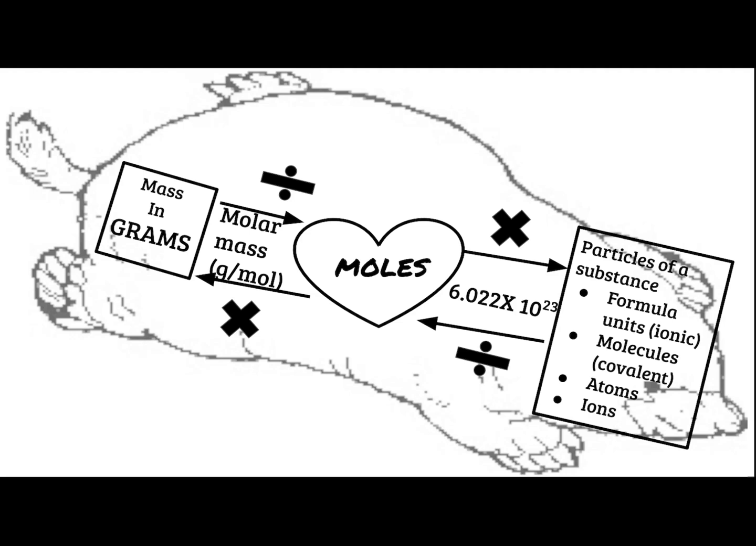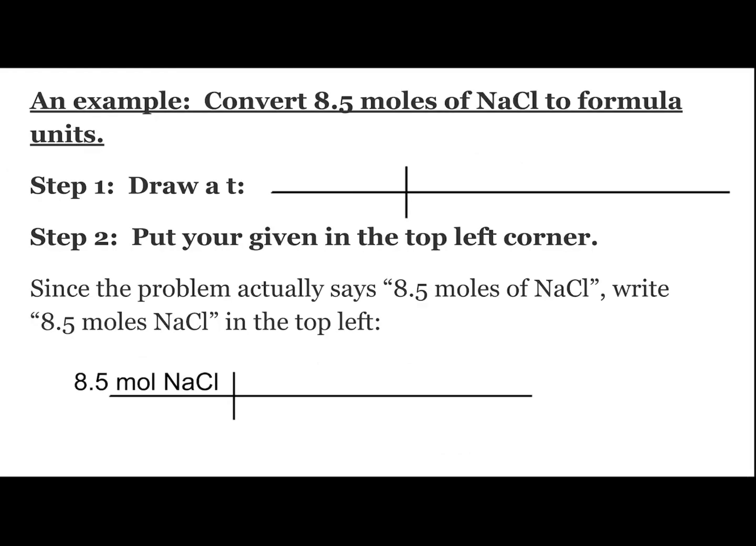If I'm going from particles to moles, I'm going to divide by Avogadro's number. If I'm going from moles to particles, I will multiply by this number. So let's do an example. It says convert 8.5 moles of salt to formula units.